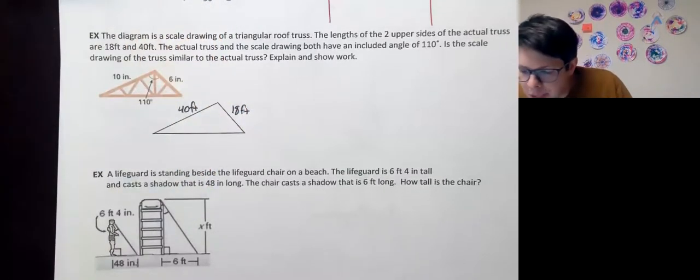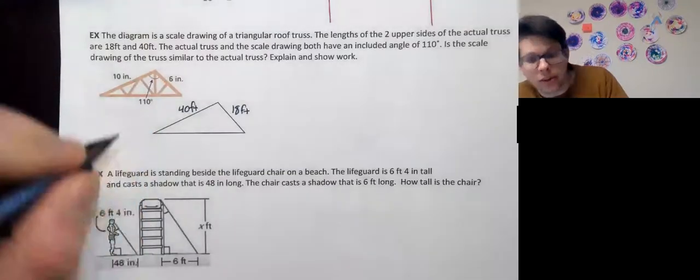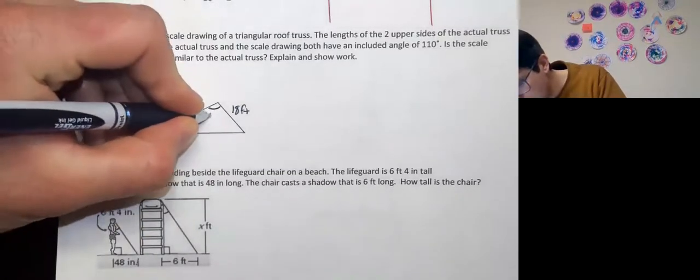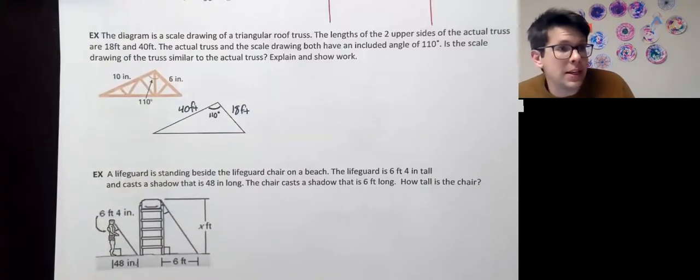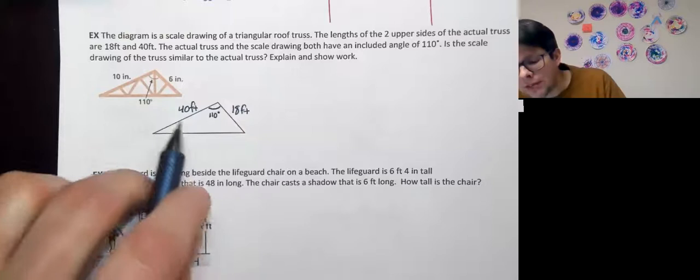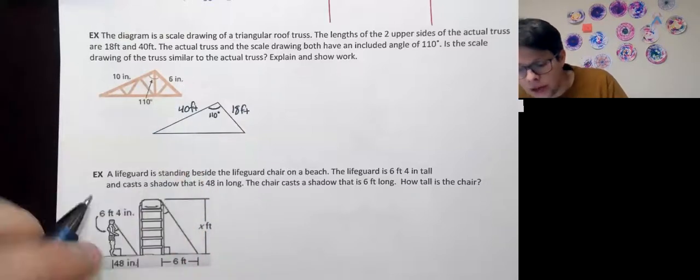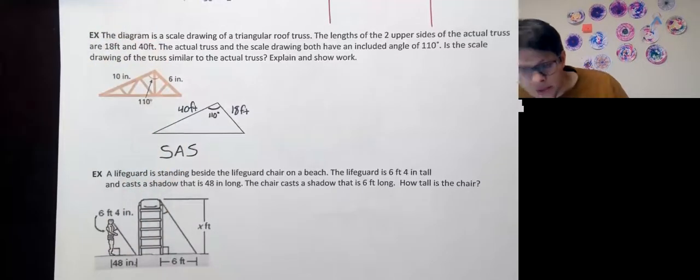There we go. The actual truss and the scale drawing both have an included angle of 110 degrees. You can see your 110-degree angle there, and I'm going to include it on the actual truss as well. Is the scale drawing of the truss similar to the actual truss? Well, we're going to see if we can kind of prove that they're similar. Now, you have 3 choices. Your choices are side, side, side, angle, angle, and side, angle, side. We definitely have 2 sets of sides and an included angle. So we're going to be shooting for that side, angle, side situation right there.